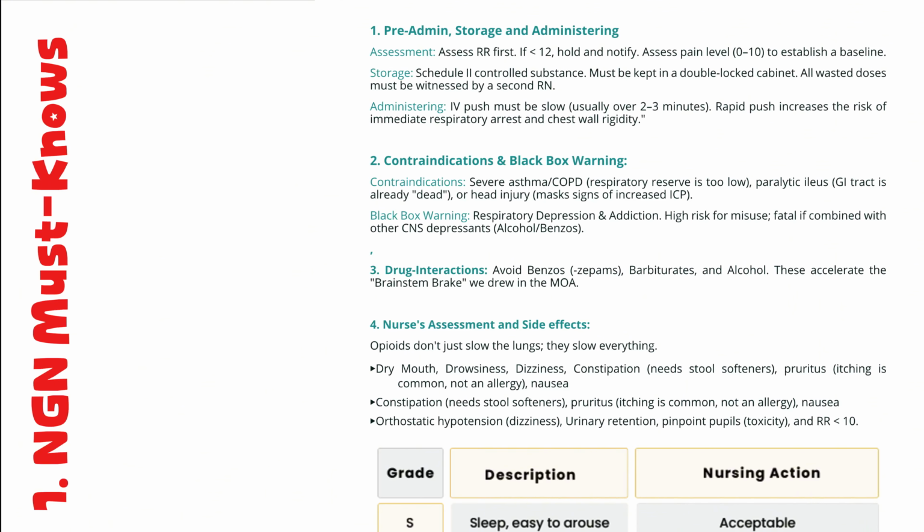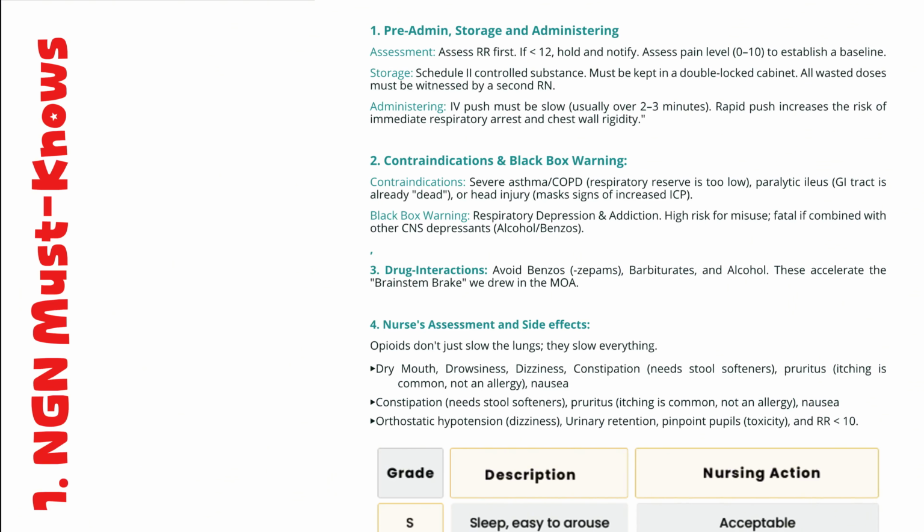Contraindications include severe asthma or COPD, paralytic ileus, and head injury, where opioids can mask rising intracranial pressure. The black box warning covers respiratory depression and addiction, and this class is fatal when combined with other CNS depressants like alcohol or benzodiazepines. Expect dry mouth, drowsiness, constipation, which needs a standing stool softener order, pruritus, which is common and not an allergy, nausea, orthostatic hypotension, urinary retention, and pinpoint pupils as a sign of toxicity.